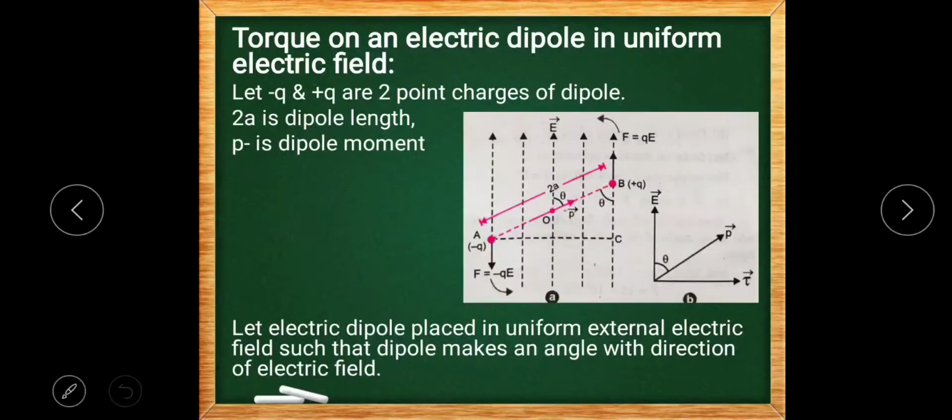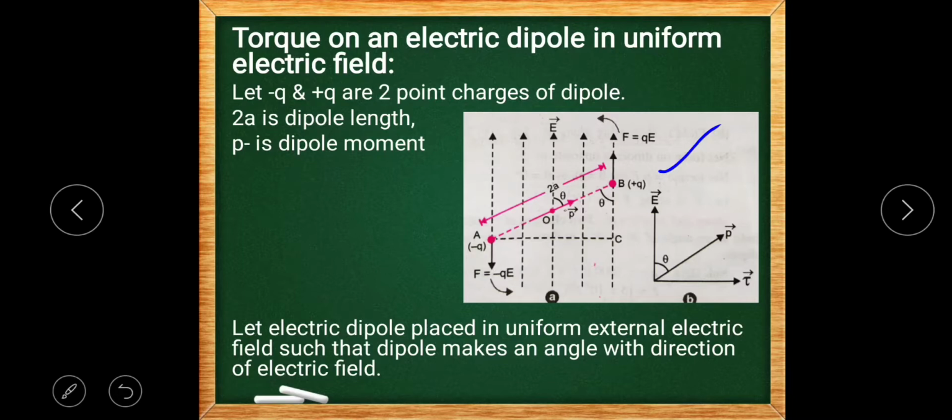Torque on an electric dipole in a uniform electric field. In the diagram, let minus q and plus q be the 2 point charges of the dipole. 2a is the dipole length, that is the distance between the 2 point charges of the dipole. P is the dipole moment, it is directed from minus q to plus q. The arrow mark is shown in the diagram.